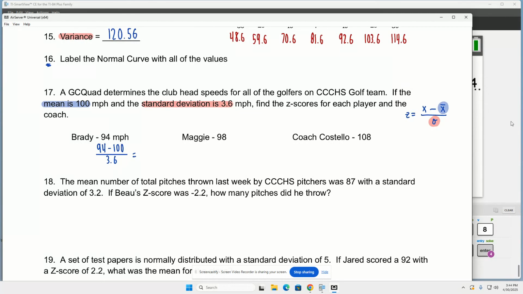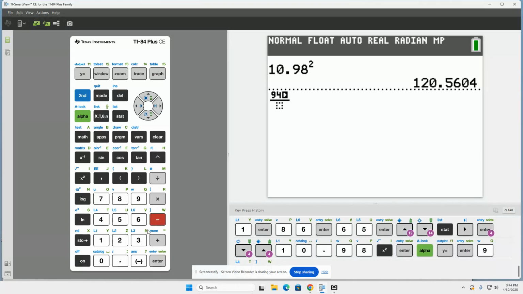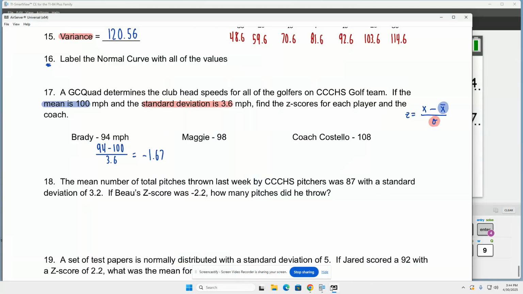Okay? Now, I would recommend either use alpha y equals number 1 and do all of it up top, 94 minus 100 divided by 3.6, and see if it gives you a decimal. And it does. Actually, it didn't tell me to round. So we're going to go to 2 decimals. So that's going to be negative 1.67. Okay, so there's the first one.